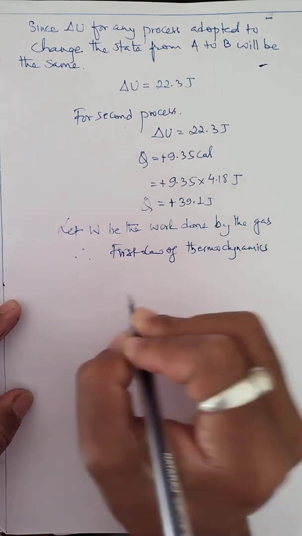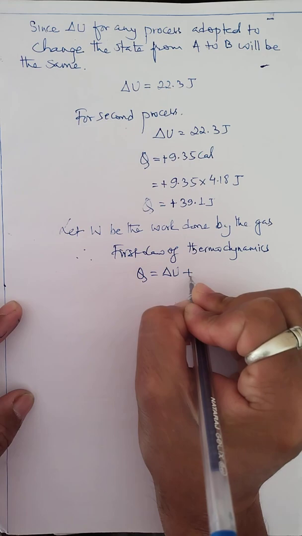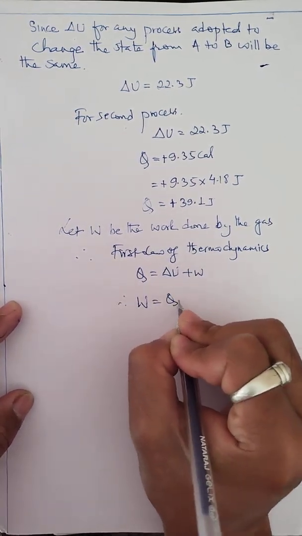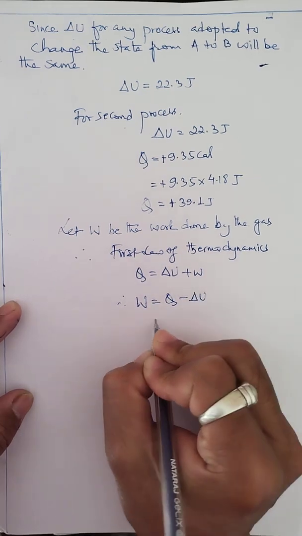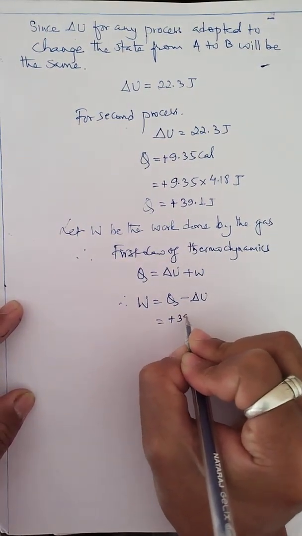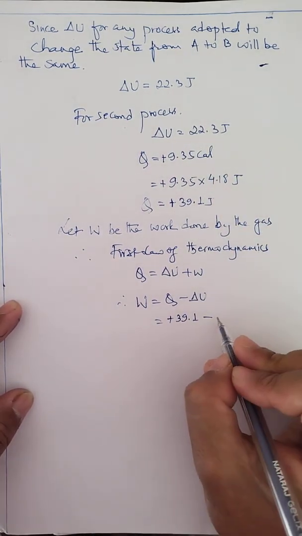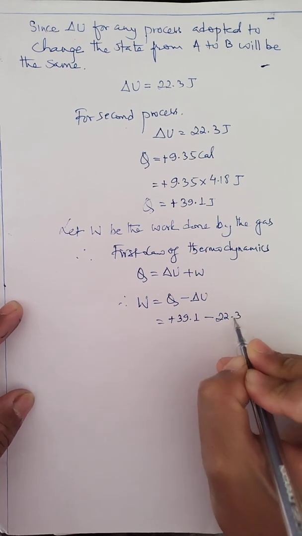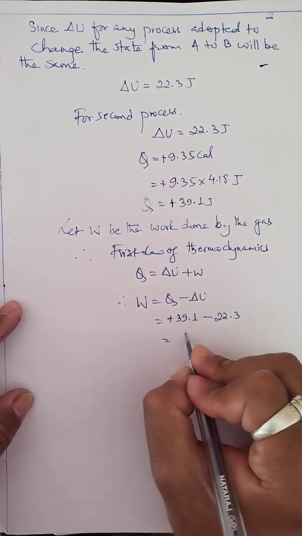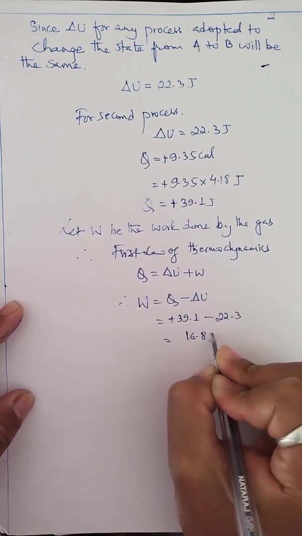And children, you know the first law of thermodynamics relation is Q equals delta U plus W. So I make W the subject as Q minus delta U. Now let me substitute the values: Q with plus sign, 39.1, minus delta U, which is 22.3. When you do the subtraction, you get 16.8, and the unit is joule.